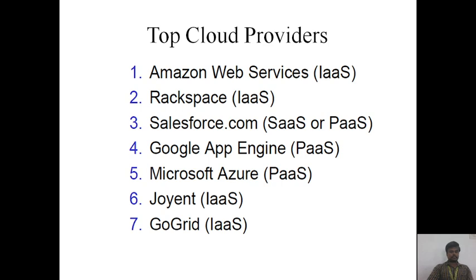Next one is Microsoft Azure. It comes under platform as a service. Next one is Joyent. It comes under infrastructure as a service. Last one is GoGrid. It comes under infrastructure as a service. So these are the major commonly used cloud providers.